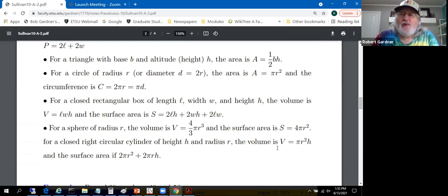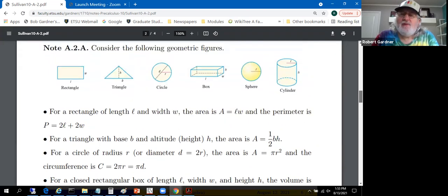Height h, radius r, the claim is the volume is pi r squared h, and the surface area is 2 pi r squared plus 2 pi r h. And these volumes and surface area should make sense. We've got a surface area on the top of pi r squared because it's a circle on the top. And we've moved that through a distance h to produce the can. It makes sense. This area times this distance would be the volume. That'd be pi r squared times h for the volume of the cylinder.